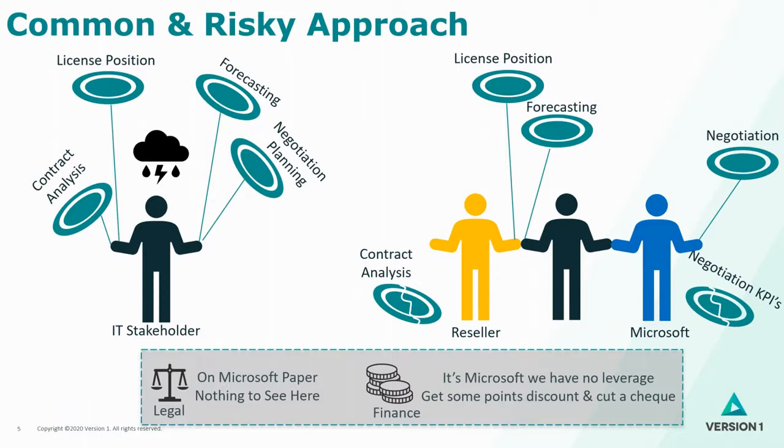And then negotiation planning. This individual will probably have some idea of, okay, I'm going to go in and negotiate with Microsoft, and what success looks like for me is a certain level of points discount. And then if I attain that, well, that's a job well done. But what you tend to find is that trying to spin all of these plates is a pretty difficult task for just one individual or even a couple of individuals to manage effectively. You may find that they get some support from legal, but ultimately legal may just say, well, this is on Microsoft's paper, so there's nothing to see here. We're not going to get the level of flexibility we may traditionally get dealing with a smaller vendor.